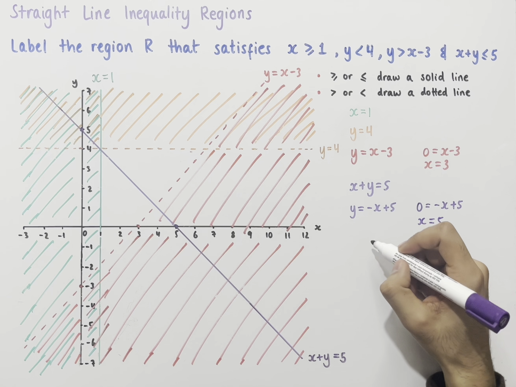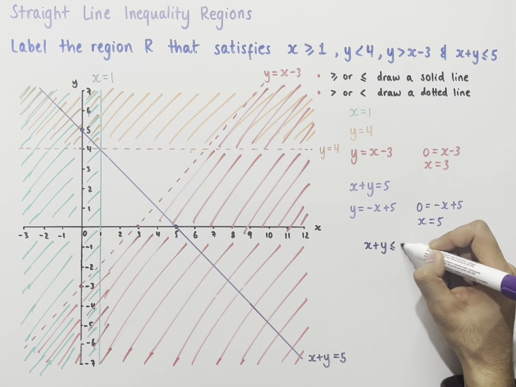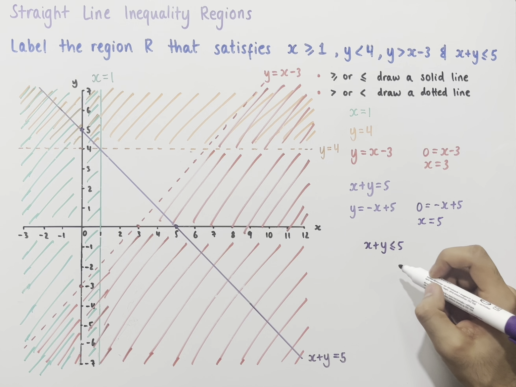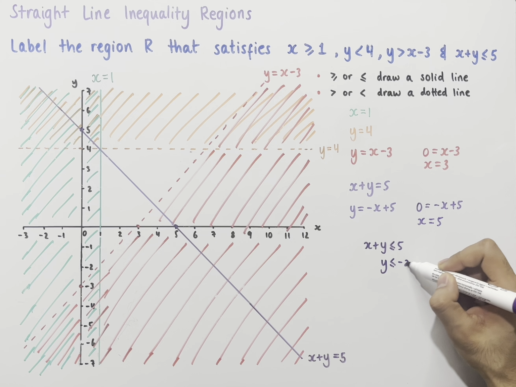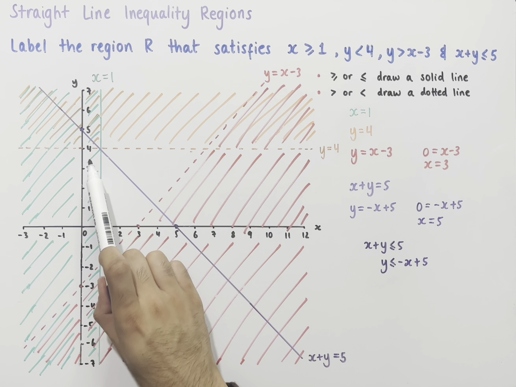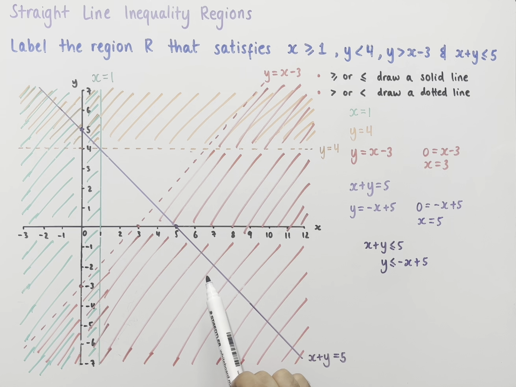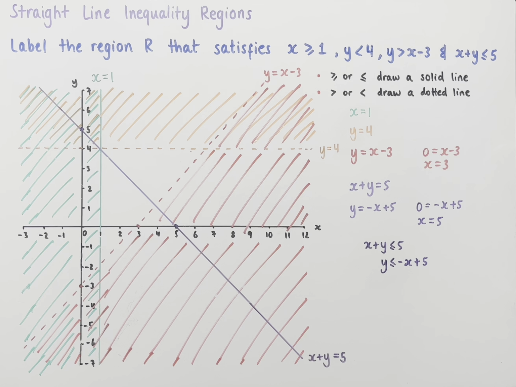If we look at the original inequality, we had x plus y is less than or equal to 5. And now if we minus x from both sides, we get y is less than or equal to minus x plus 5. So in other words, we want all of the y coordinates that are less than or equal to this line. And since we're shading the region that we don't want, we would shade everything above the line. And so doing that, we get the following.